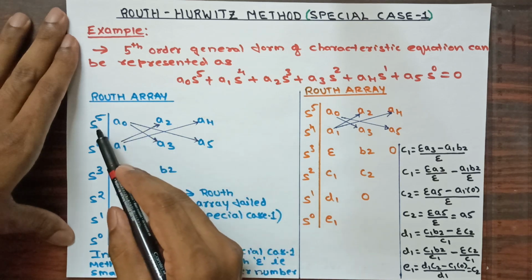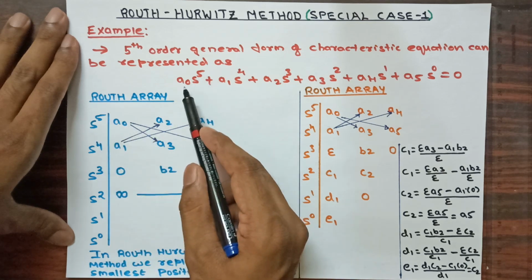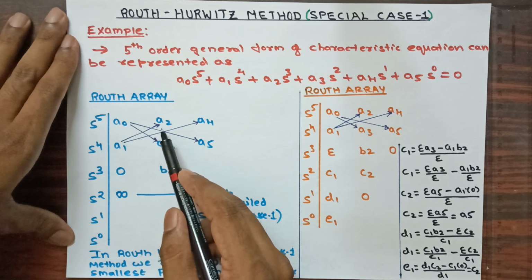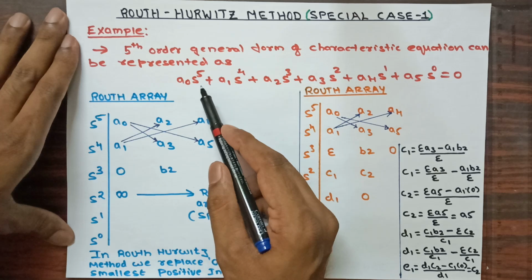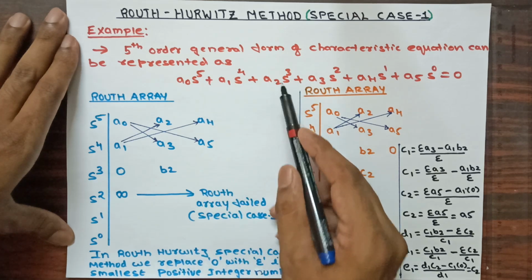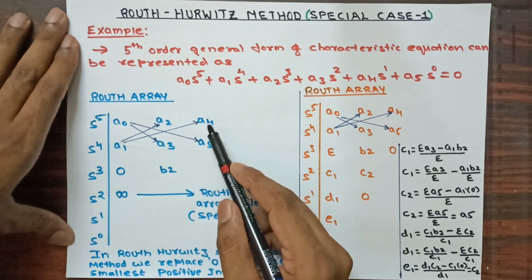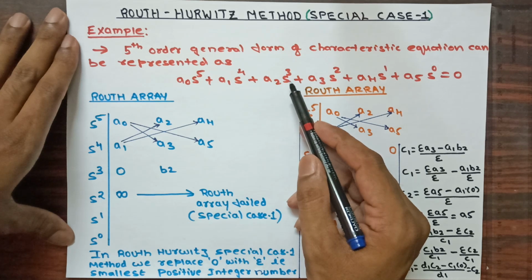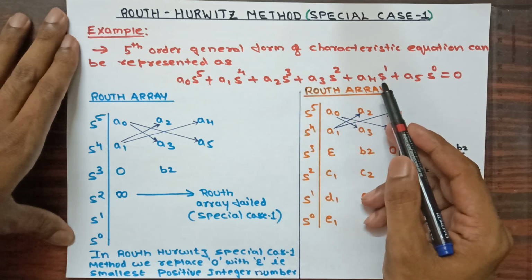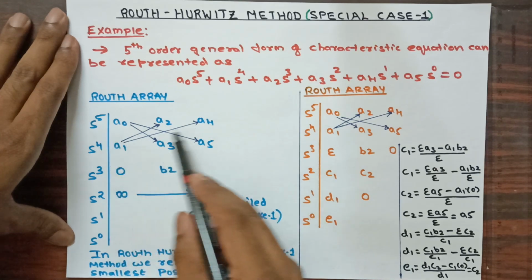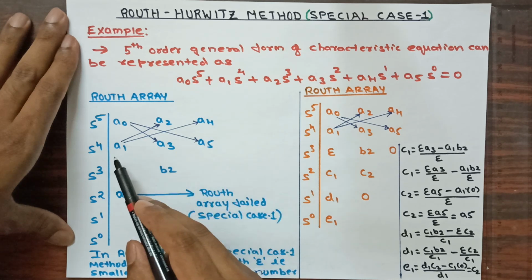That is, we can see that the s to the power 5 coefficient is a0. First I am going to write that a0 value, and to get the second value I am going to take the alternate of s to the power 5, that is s to the power 3, and its coefficient is a2. I have taken that a2, and to get the third value I am going to take the alternate of s to the power 3, that is s to the power 1, and its coefficient is a4. So here you can see that I have written the a4 coefficient. So this is how we are going to form the first row.